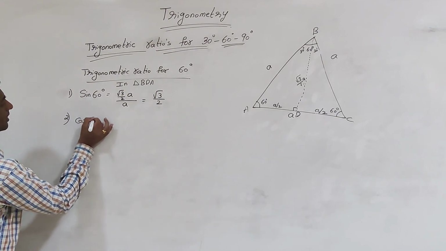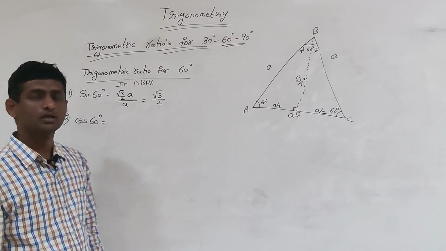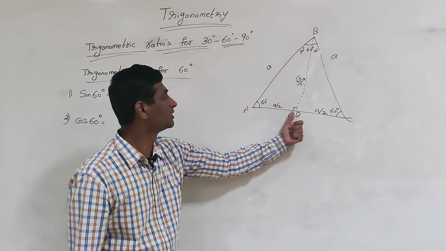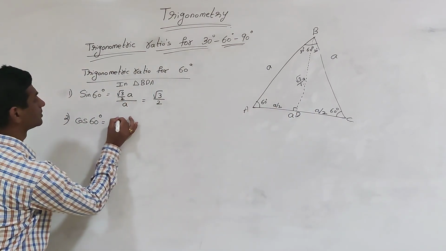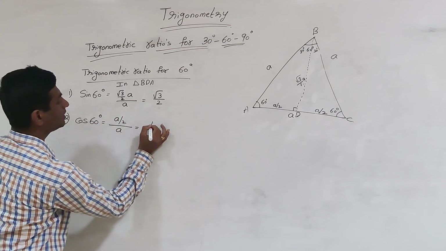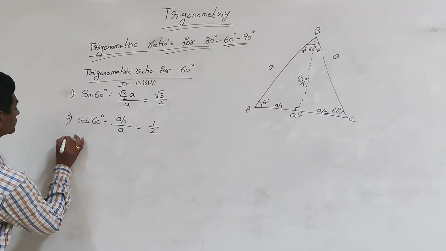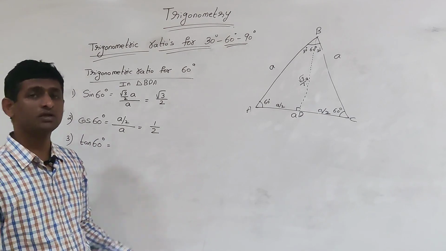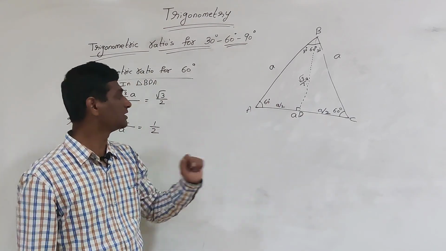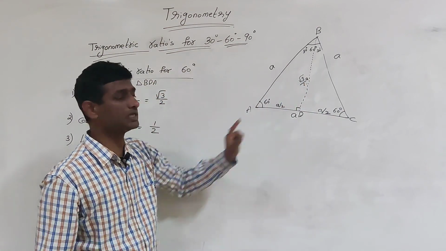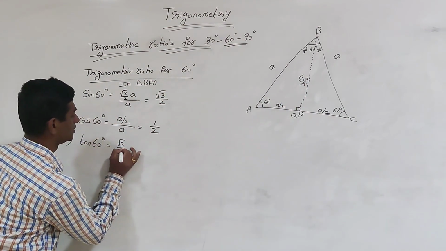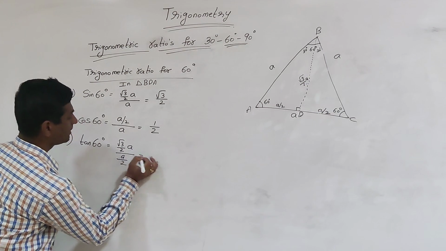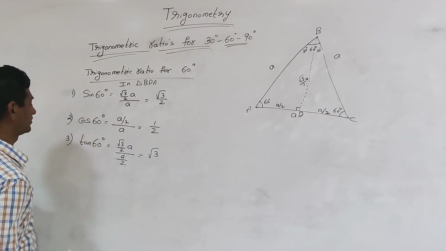Second, cos 60 degrees. Adjacent side by hypotenuse. The adjacent side of 60 degrees is AD. But what is the length of AD? A by 2, a by 2 by a. So it will be 1 by 2. A gets cancelled. Tan 60 degrees. What is tan 60? Opposite side by adjacent side. Opposite side is root 3 by 2 a and adjacent side is a by 2. So a by 2 will cancel. It is simply root 3.